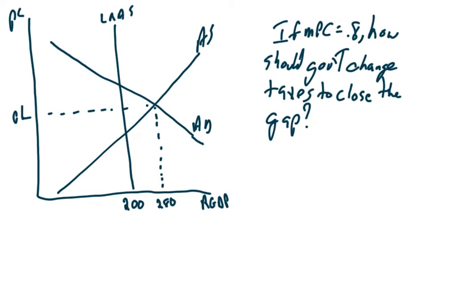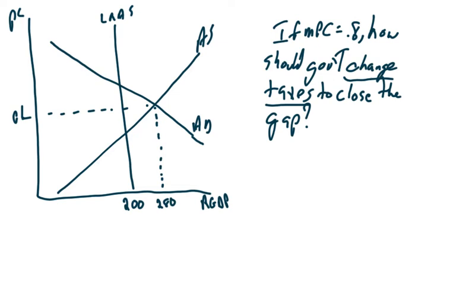Here you can see that the economy is overextended. We are at $280 billion of output, but we need to be at $200 billion. So in this case, we would need to do what we call contractionary fiscal policy, which is either increase taxes or decrease government spending. Here we have chosen to use taxes to close this gap.